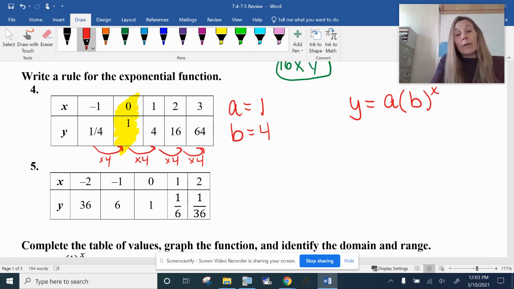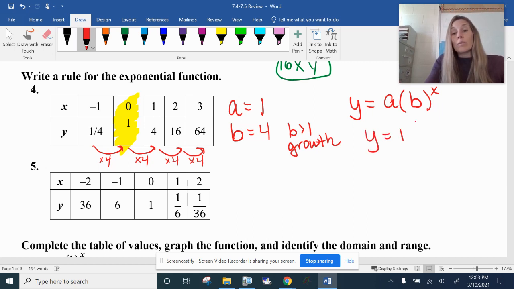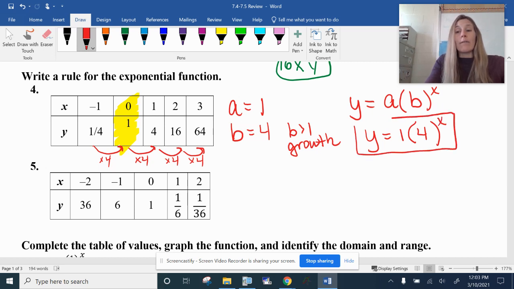So because my b value is greater than 1, I know that this is going to be a growth function because it has a growth factor. So then I can write it in, y equals 1 times 4 to the x power. And you really don't need to have that 1 there. You could just have 4 to the x power.